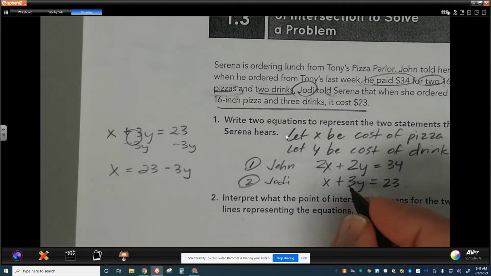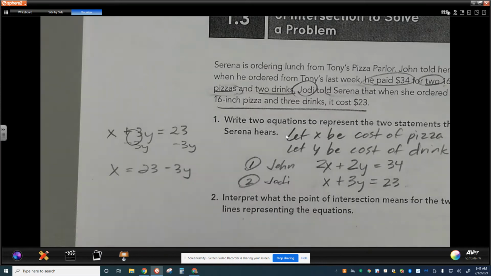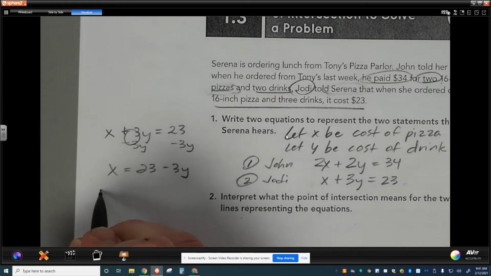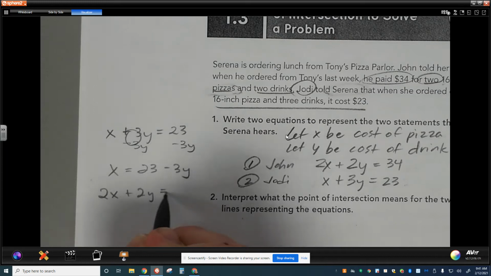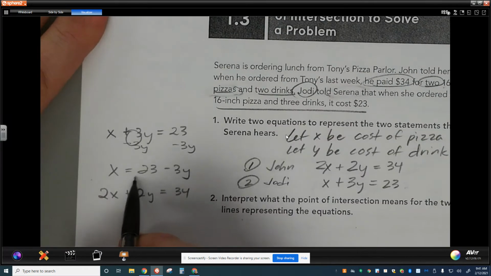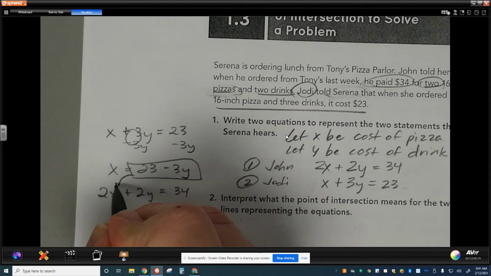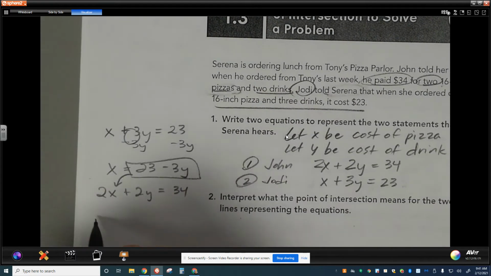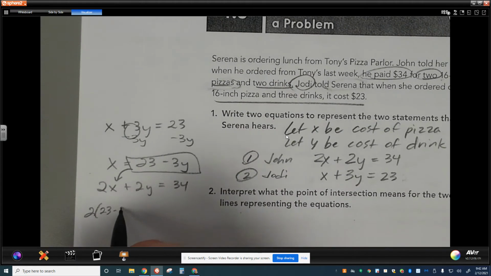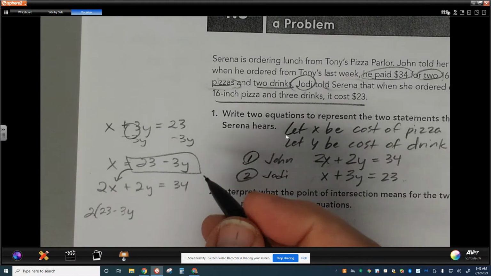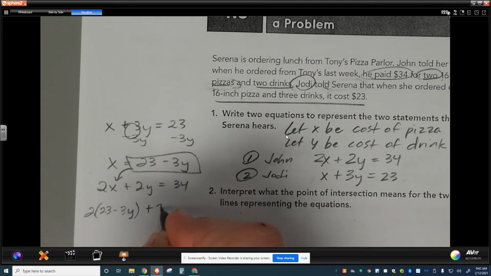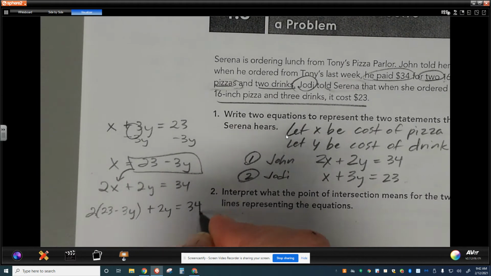And now the cool thing is I can take John's equation because it's a system and I can make these two equations work together. John's equation is 2 times X plus 2 times Y equals 34. And I know that the cost of one pizza is $23 minus 3 drinks. So I can take that and substitute it right in for X. John got 2 pizzas, which was $23 minus 3 drinks, plus his 2 drinks is equal to 34.